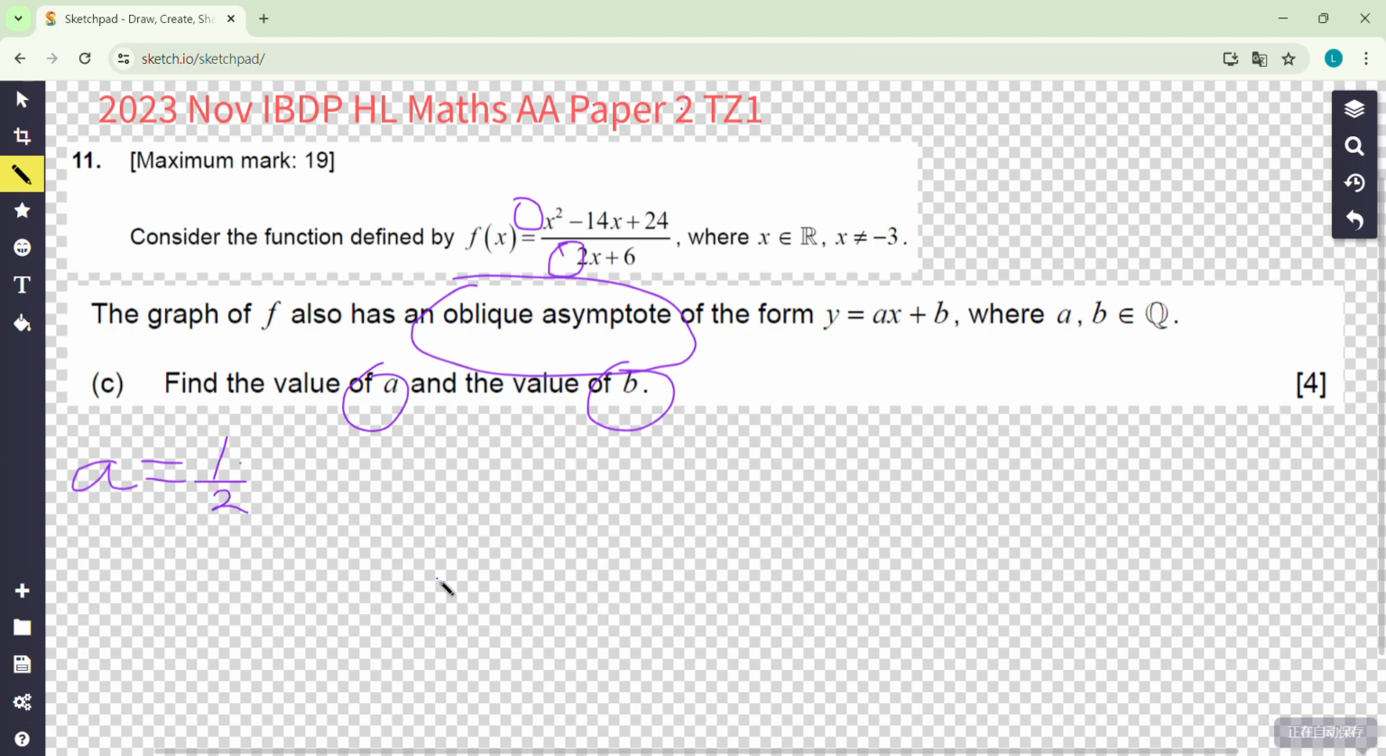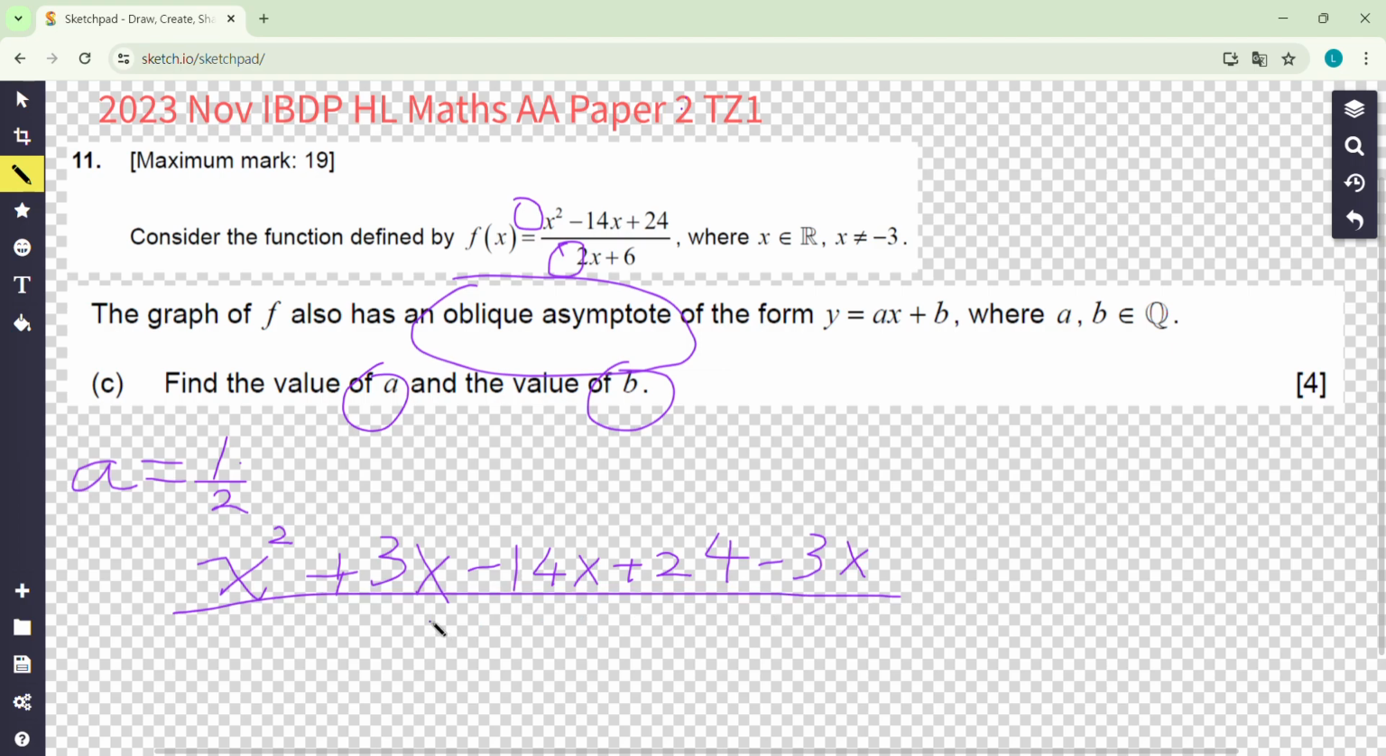So how to find b? It is a procedure. We have to take out terms from the fraction. So f(x) is x squared. We want to take out the 2x plus 6 term, so you need to add the term. The same way at the denominator, but at the same time, you have to minus it.